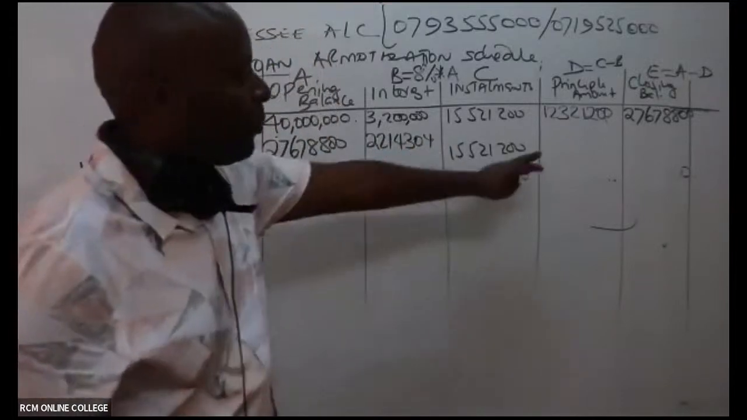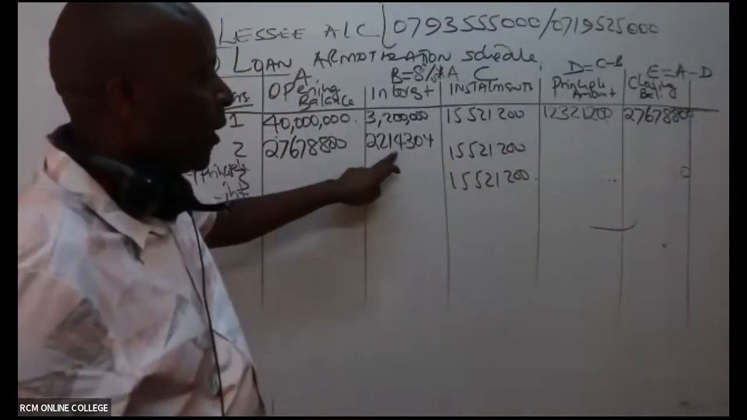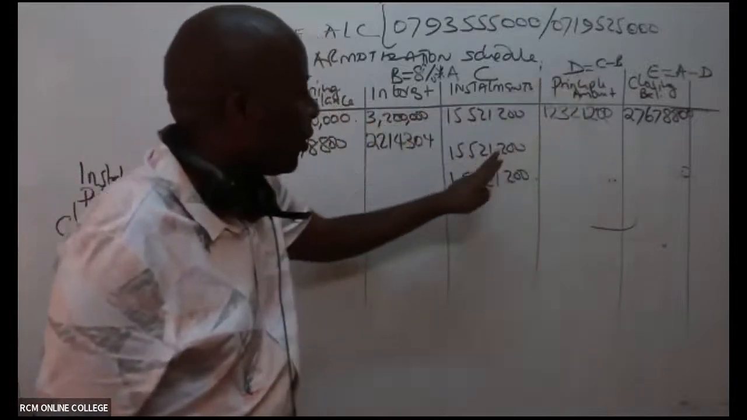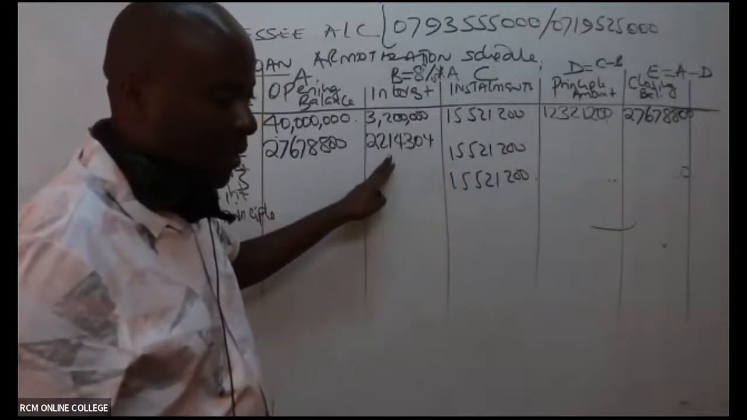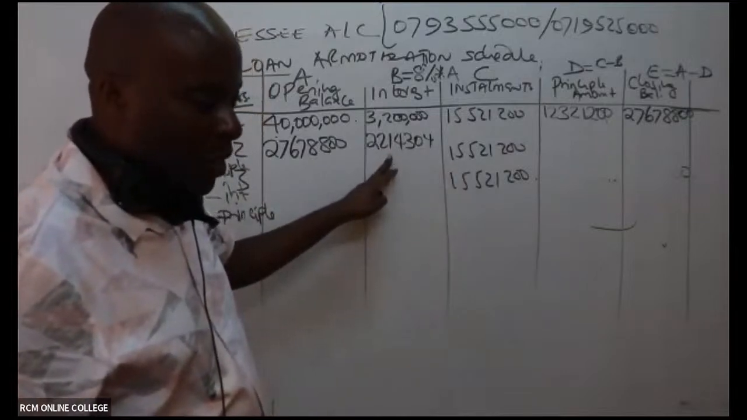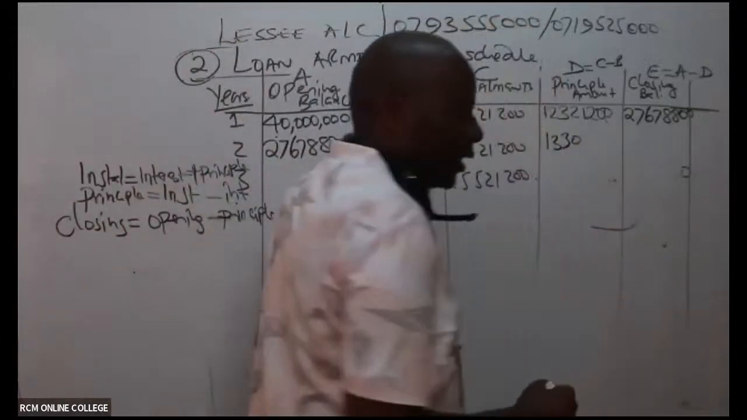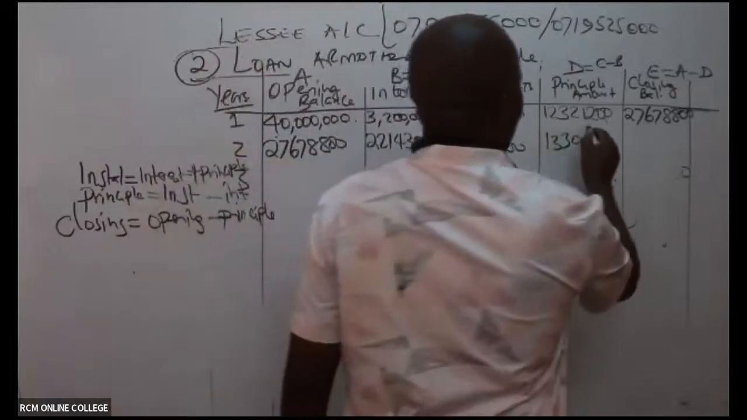Then you go to the principal amount. We know now it is C minus the interest paid. So you take C minus B, this one minus this. Is there somebody who could be having this figure? Audrey has given me 1330. So we have here 1,330,696.